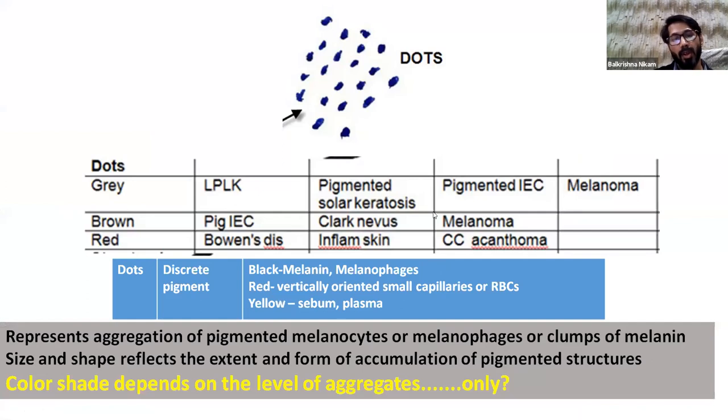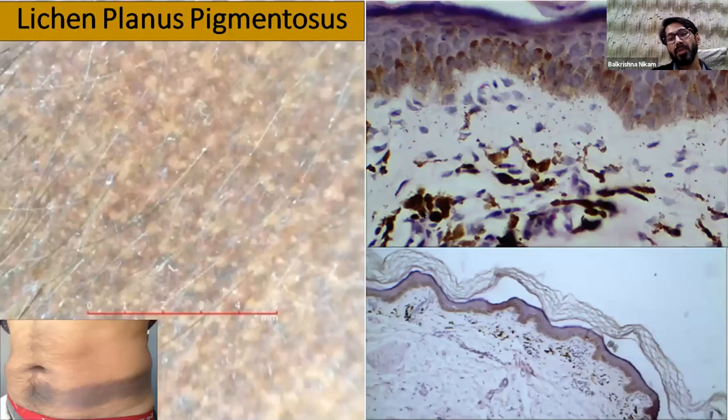I'll be talking about the dots. Dots represent the aggregation of pigmented melanocytes, melanophages or clumps of melanin. Now the color of these dots depends on the level of aggregates. But is it so? Is it only the level of aggregates that is responsible? Now see, in lichen planus pigmentosus, you see the melanophages in the papillary dermis, but the color of these melanophages appears more slate gray.